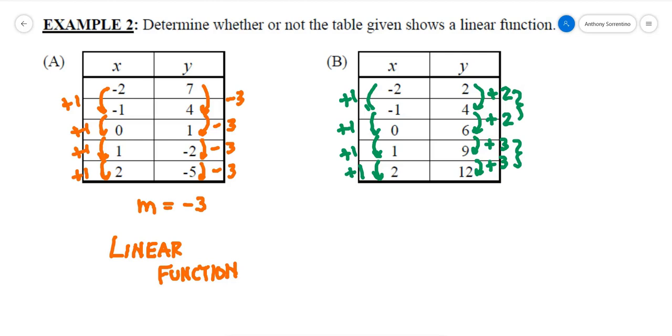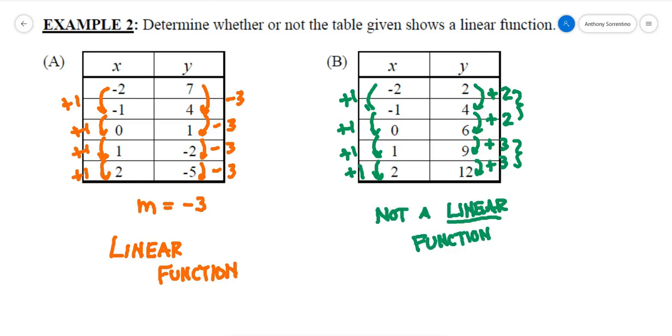So I see two different slopes being presented in this particular plot. And if I would plot these points, I would see that it would look like it's bending if I was tracing the line through them. So this one is not a linear function.